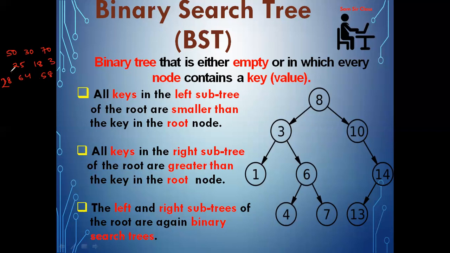Now if I consider all these values and construct a binary search tree, then the first node will be my root node, 50. After that, 30 is coming. Now you have to check with the root node. 30 is less than 50, so it will be on the left of 50. Now coming to 70, compare with the root node, greater than 50, so it will be on the right side of 50. Now coming to 25. 25 is less than 50, so come to the left. Already something is present on the left side, so compare again. 25 is less than 30, so it will be on the left of 30.